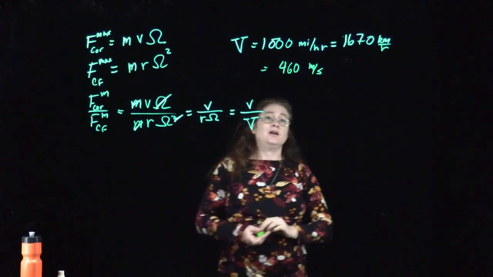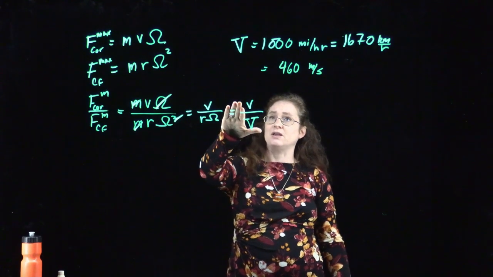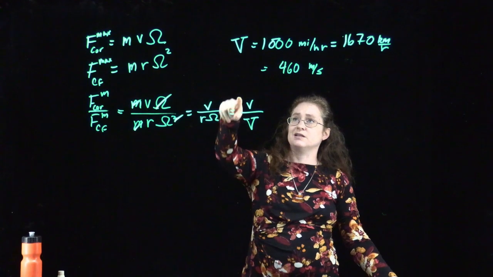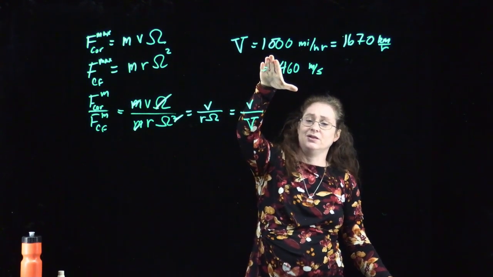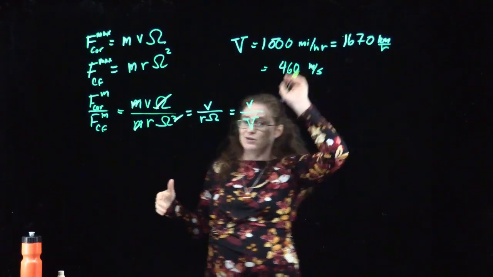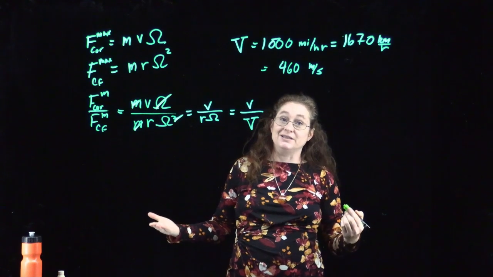So here, you are dominated by the Coriolis effect when your velocity is larger than about 460 meters per second. Way faster than cars, but you can get, for instance, ammunition that does get to go comparable speeds.